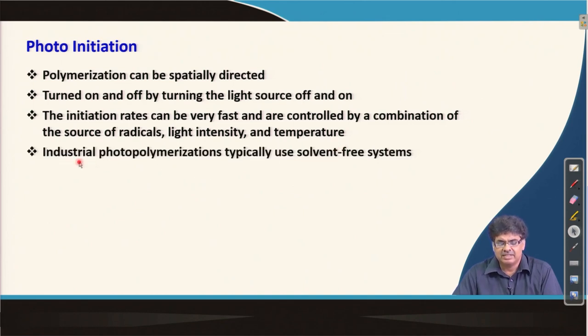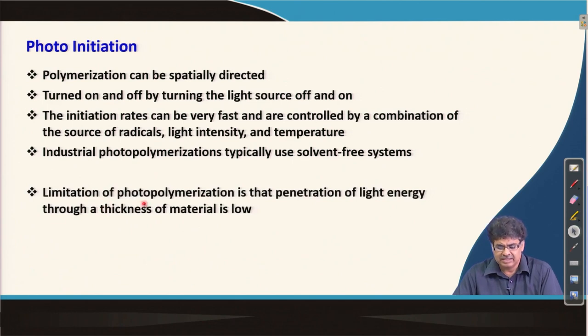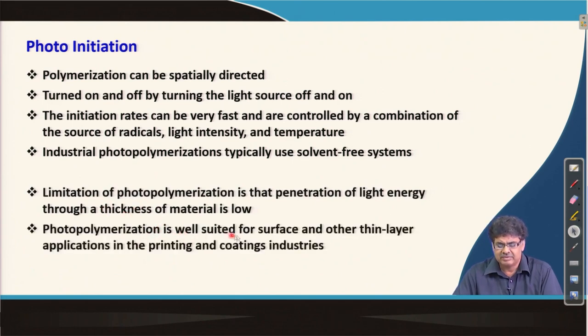The advantage is that industrial photopolymerization is typically used for solvent free systems, which is very environmentally friendly, but the disadvantage is that light cannot penetrate deep into a reaction mixture. So, if the thickness of the reaction mixture is low, like if you want to do polymerization in a film or coatings, then photopolymerization is probably preferable, because in that case light does not need to penetrate a higher thickness. So, photopolymerization is well suited for surfaces and other thin layer applications like the printing and coating industries.